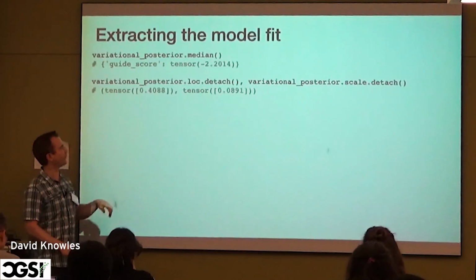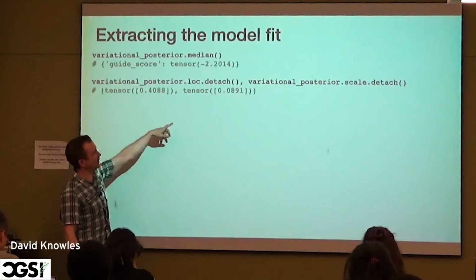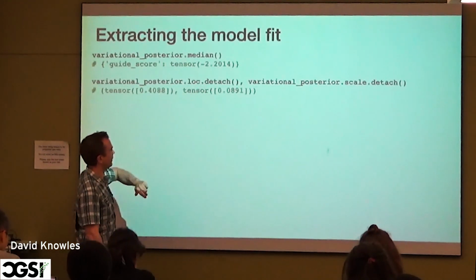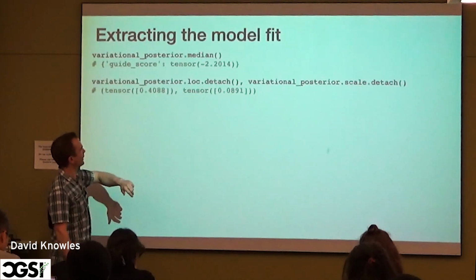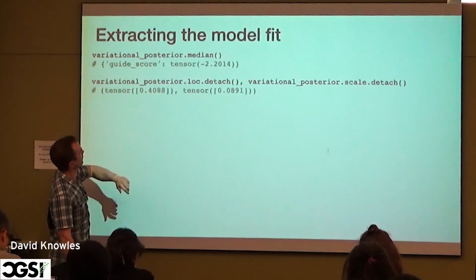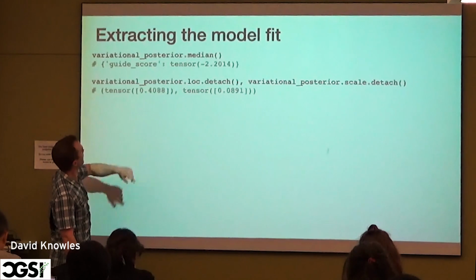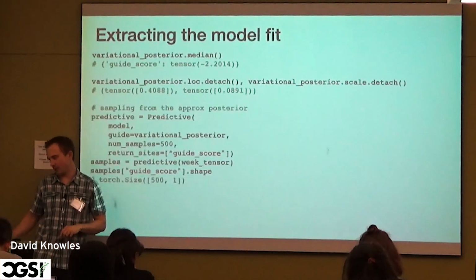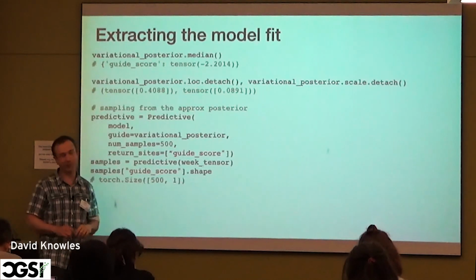You can also extract the location and scale, so effectively the mean and the standard deviation of the posterior distribution. And so you can see, first one's not right, not sure what happened there. Anyway, you can see you can get an uncertainty measure as well.